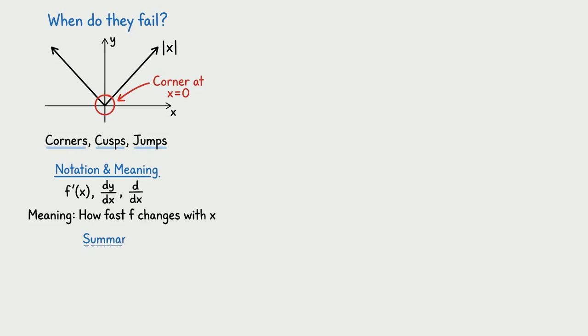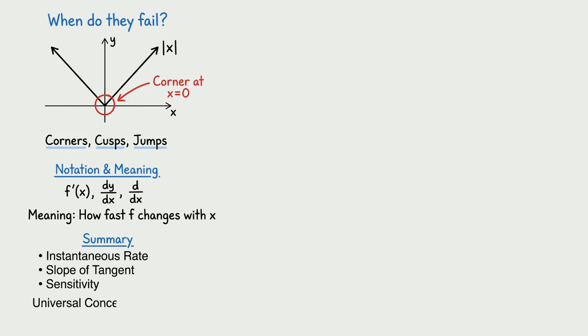So to sum up, the derivative is the instantaneous rate of change. It's the slope of the tangent line. It's the best linear approximation to a curve at a point. It tells you how sensitive a function is to its input, and it shows up everywhere, in science, in engineering, in economics, in machine learning. It's one of the most powerful ideas in all of math.